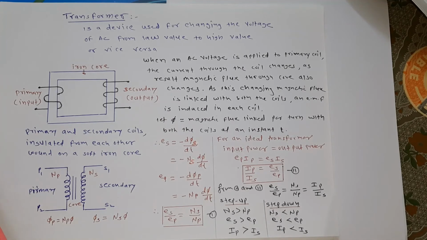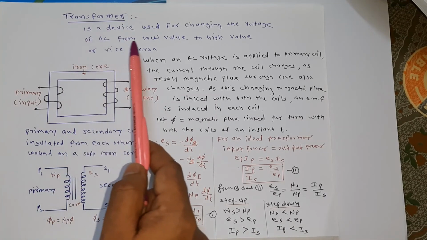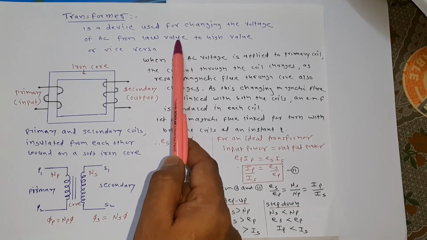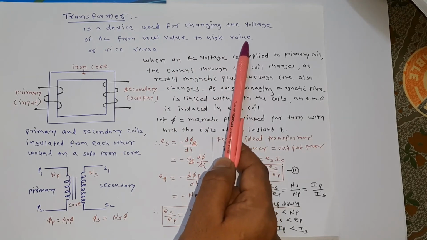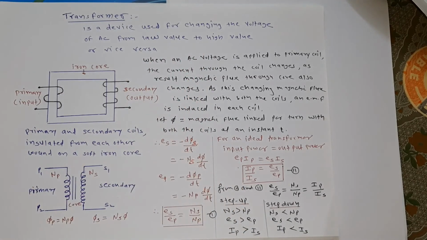So whenever AC is generated at one place, we have to carry it from one place to another place. In that case, we may require to change the AC voltage from low voltage to high voltage, or we may require to change high AC voltage to low AC voltage. That job is always done with the help of transformer. So we can use the transformer as a device which converts AC from low value voltage to high value voltage, or from high value voltage to low value AC voltage. It is based completely on mutual inductance.